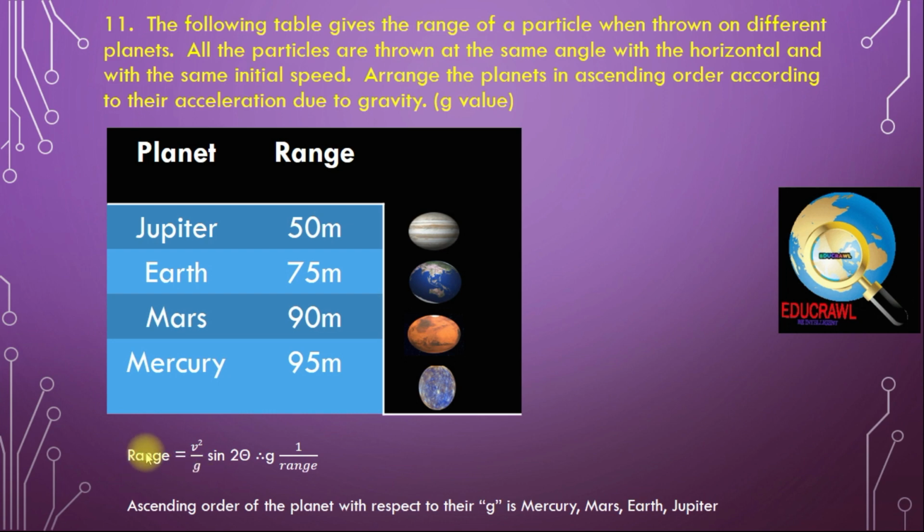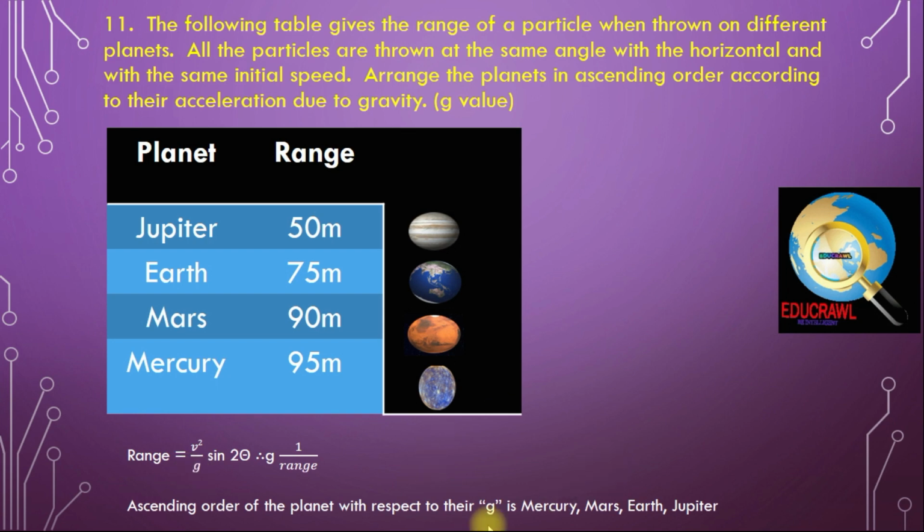If one is in the numerator and the other is in the denominator, the relation between them is inversely proportional. Inversely proportional means when range is increasing, the G value will be decreasing. When range is decreasing, G value will be increasing. This is called inverse proportion. So here range and G are inversely proportional.